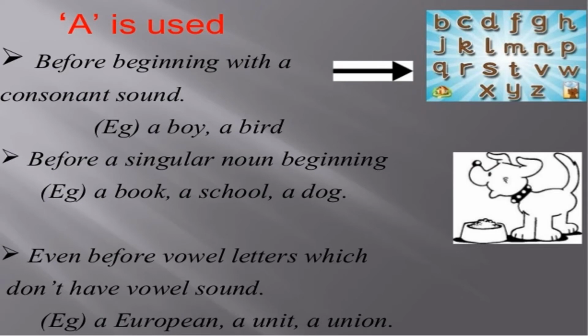A is used before a word beginning with a consonant sound: a boy, a bird. Before a singular noun: a book, a school, a dog. Even before vowel letters which do not have a vowel sound, as I already said: European, unit, union, a useful metal, a one rupee coin, a university. So here we can use the article a: a European, a unit, a union. You don't take it as a vowel sound; it is a consonant sound.